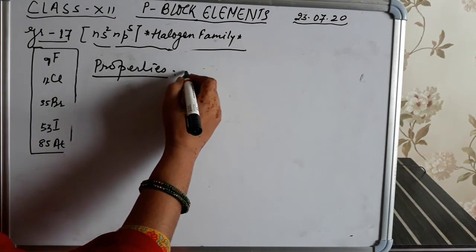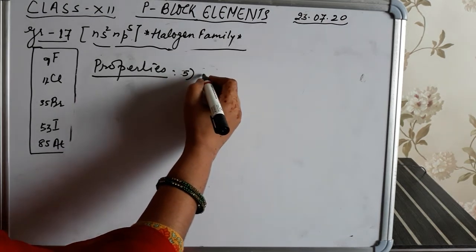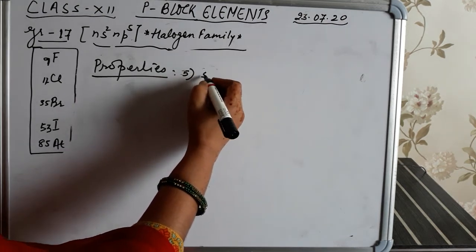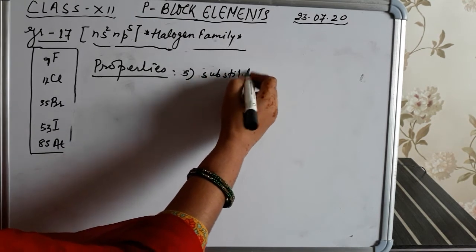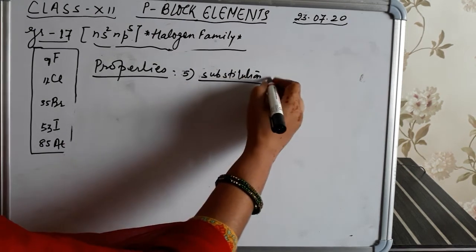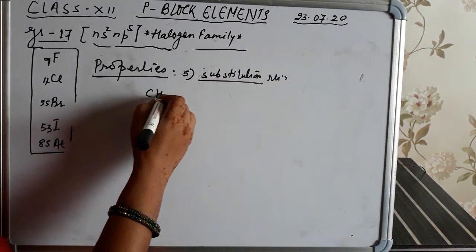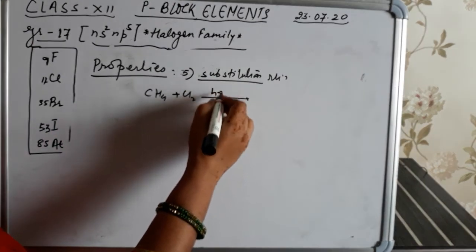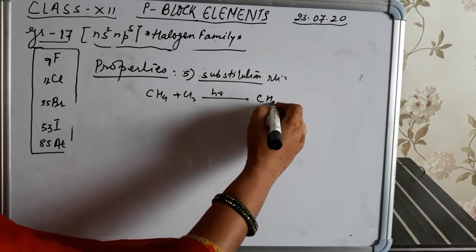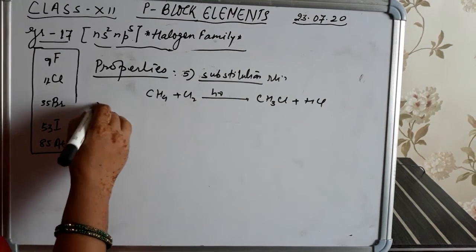Next is the substitution reaction. At first we write down the substitution reaction, then after we will discuss the addition reaction. The best example is CH4 with chlorine in the presence of light, so formation of CH3Cl with HCl, and this is a chain reaction. Everybody knows about this reaction.